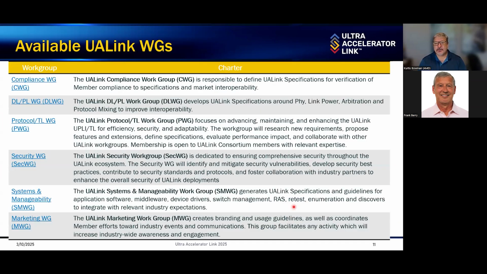And then finally, what about joining the group? Well, if you join UALink, we have multiple work groups. In alphabetical order here, compliance is one group. That's always important because we want to make sure that if you buy something that says UALink on it, it will interoperate with everything else that you buy. We have the DLPL group, or the physical layer group, that's looking at items there. The protocol transaction layer group is looking at stuff that's just up the stack from that.